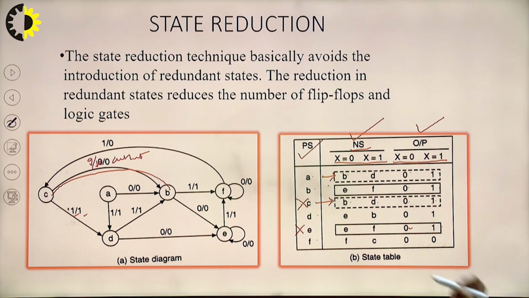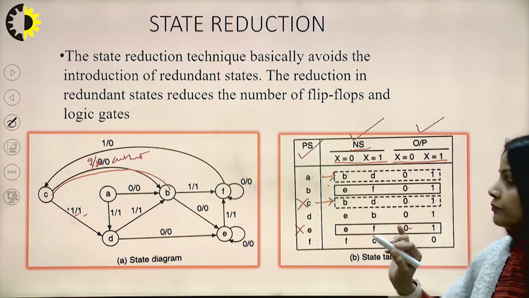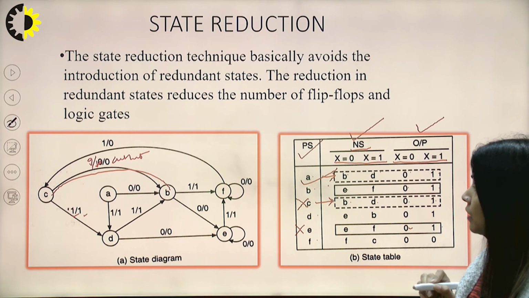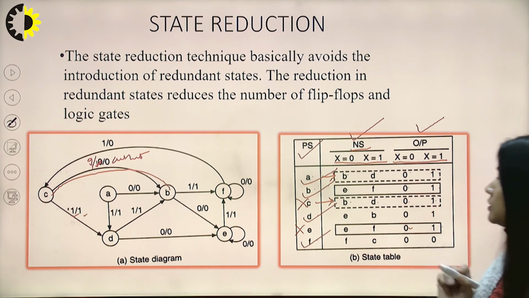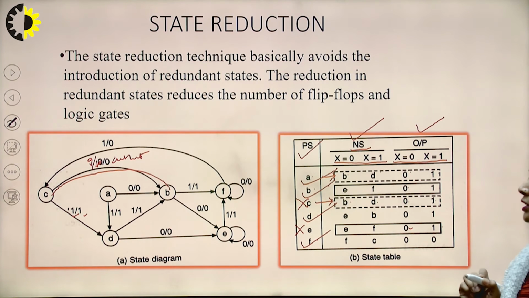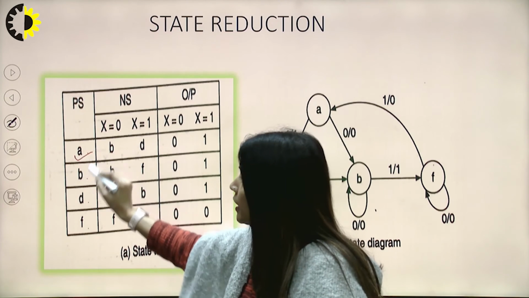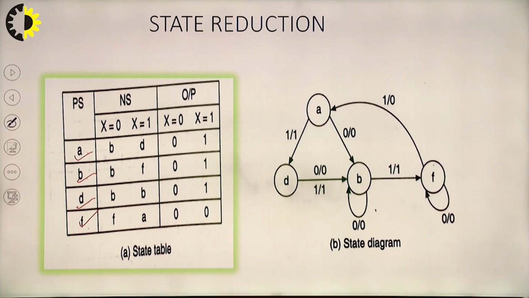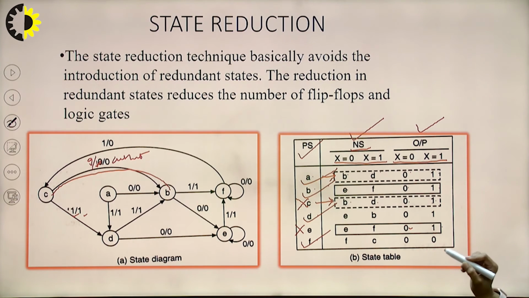Now if these two switchings are the same, then obviously we will take the first one, and all the switchings are the same. So we can write here A, B, D and F. Now coming to A, B, D, 0, 1. See here, A, B, D, 0, 1. It's okay.